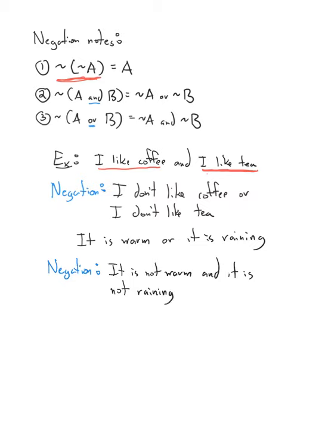And again, there's nothing special about warm and raining or coffee or tea or liking or anything like that. In general, if you have an and statement and you want to negate it, negate each part and flip the combining word. Flip the and to an or. And again, if you're negating an or statement, negate both parts and flip the or to an and.